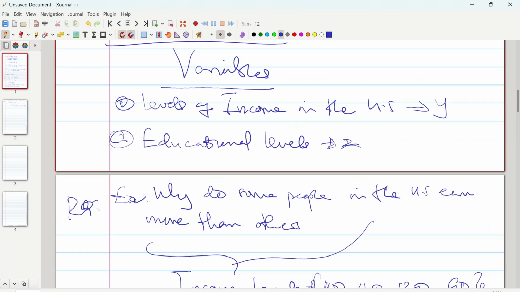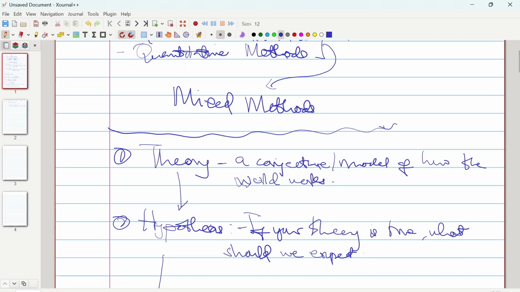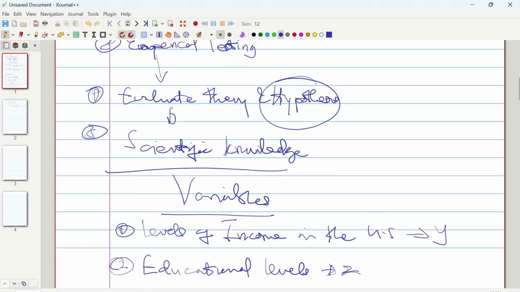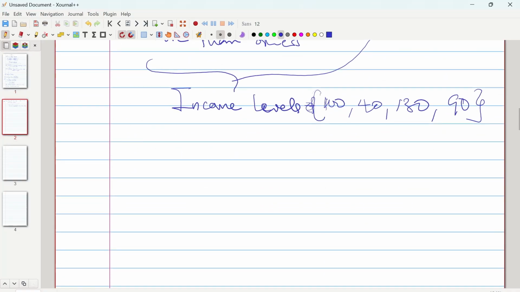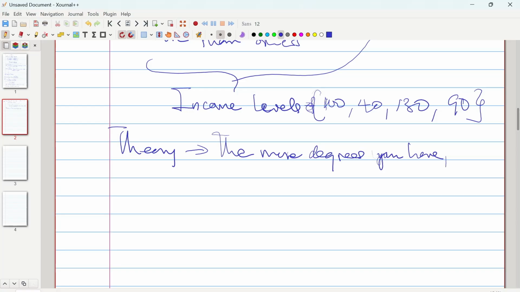Now, remember we said right here that we always want to start with a theory. So my theory is that the more degrees you have, the more degrees or educational levels you attain, the more money your boss pays you.